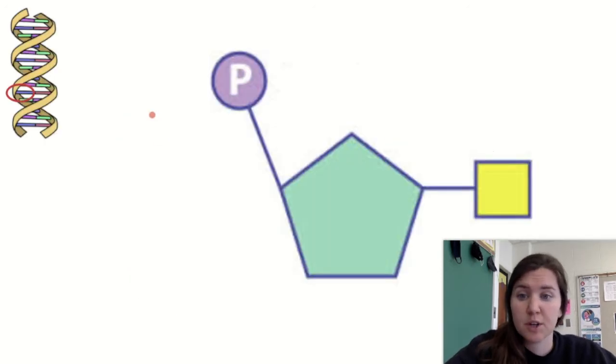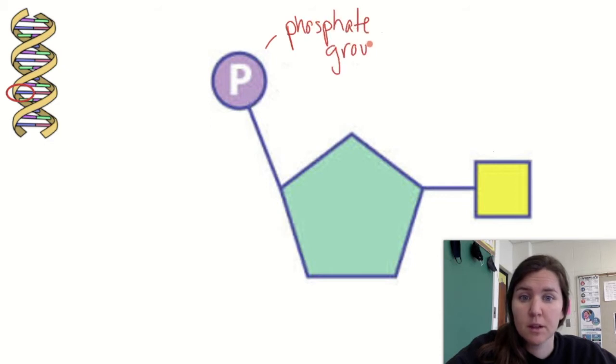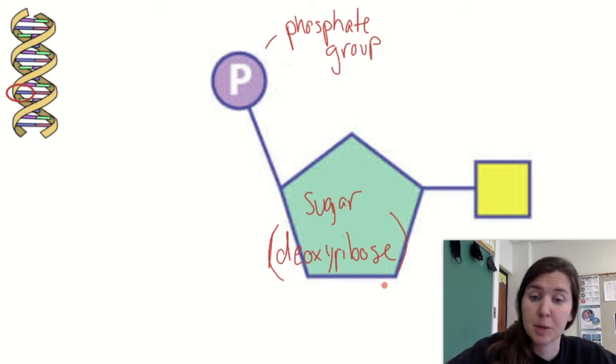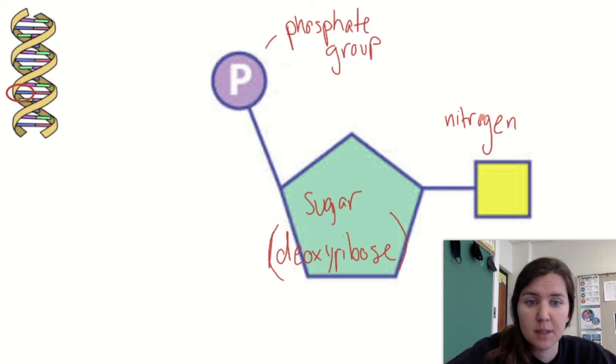So now I've zoomed us in further to see what one of those nucleotides is made up of. It is made up of 3 different pieces. It's made up of a phosphate group, and it's made up of a sugar. Now, in the case of DNA, that sugar is called deoxyribose. That's why DNA stands for deoxyribonucleic acid. And then this last part, which we'll talk more about in just a second, is a nitrogen base.